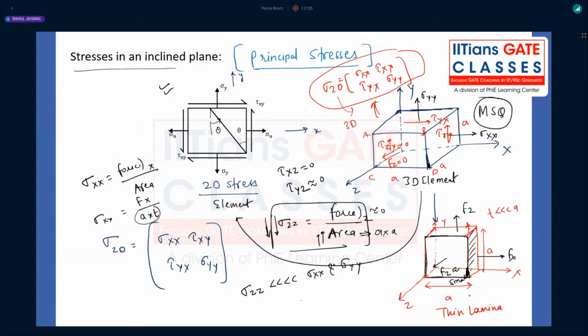But your 2D stress element is like this, where thickness is very, very small. Even though you apply forces, however large, you can never convert this particular 2D stress element into a 3D stress element. Right? So now tell me which option will be correct. That will be given in the form of statements A, B, C, D.